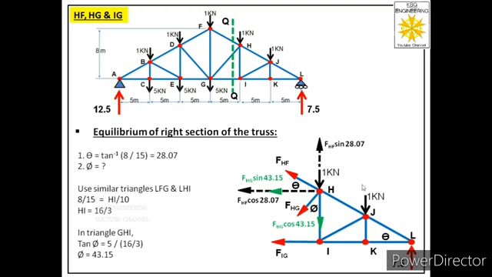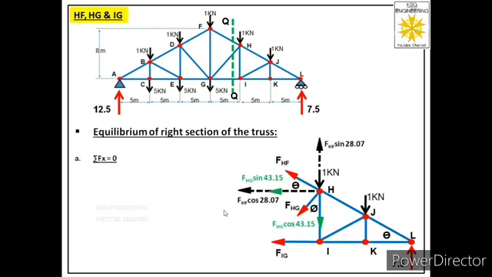Now we are ready with the free body of the right section of this truss. Now we will apply equations of equilibrium to find the unknowns. So let us apply the first equation, that is summation Fx is equal to 0.